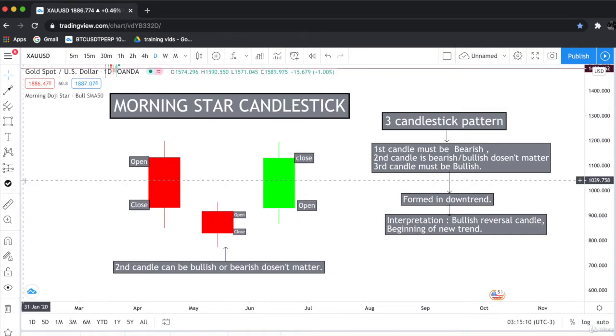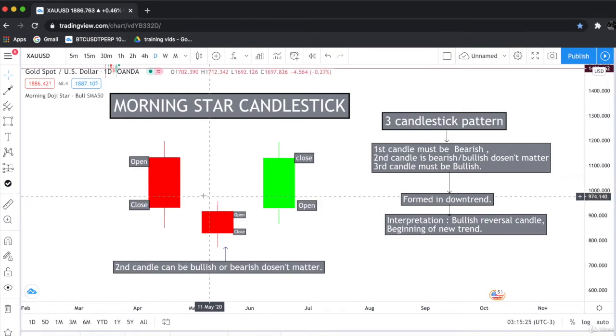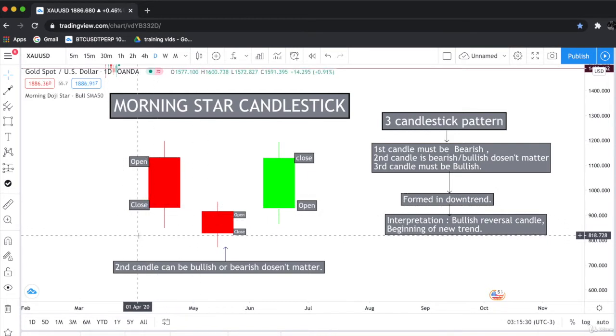Always use bigger time frames for optimal entries on the morning star. For example, the daily chart and the 4-hour chart. Avoid using the intraday charts because you can't identify clear downtrend over there, and it is of no use. To take the maximum profit out of this pattern, use it in the bigger time frames.